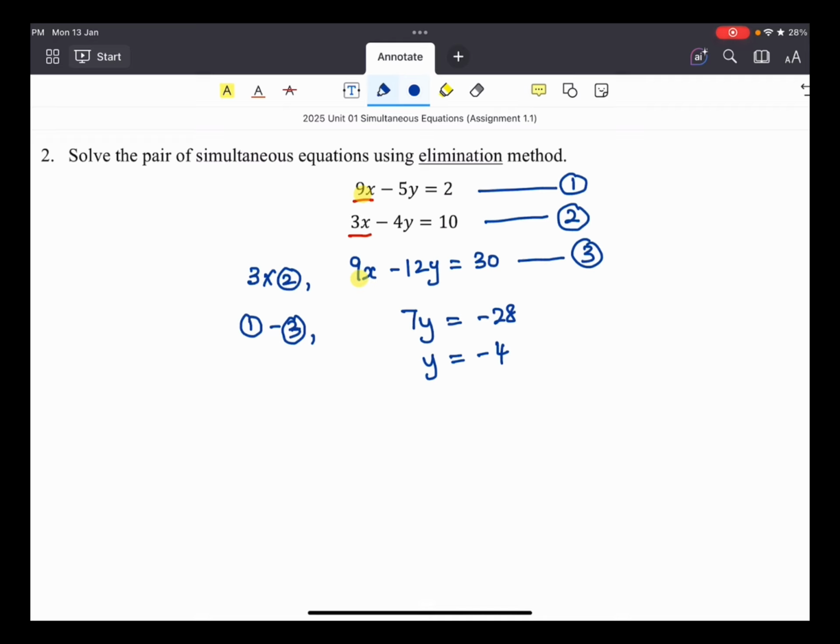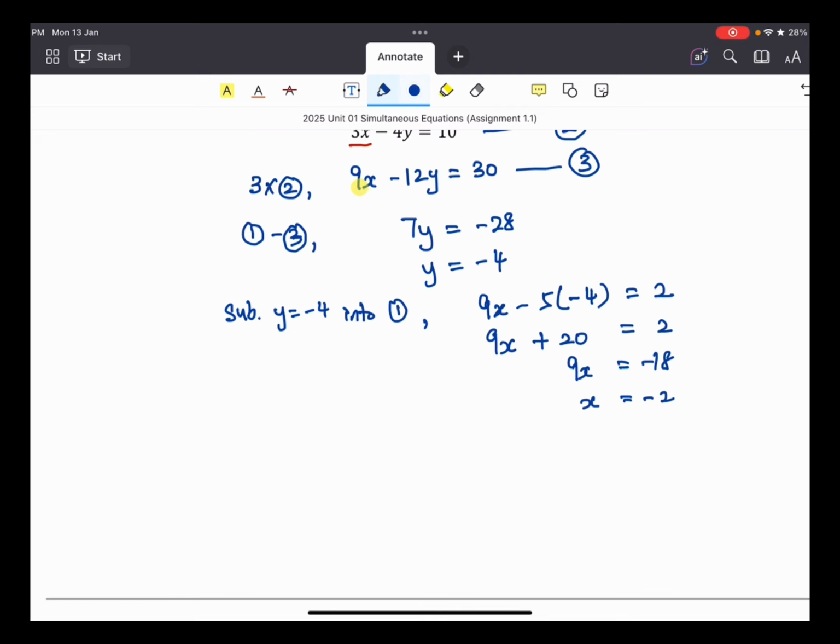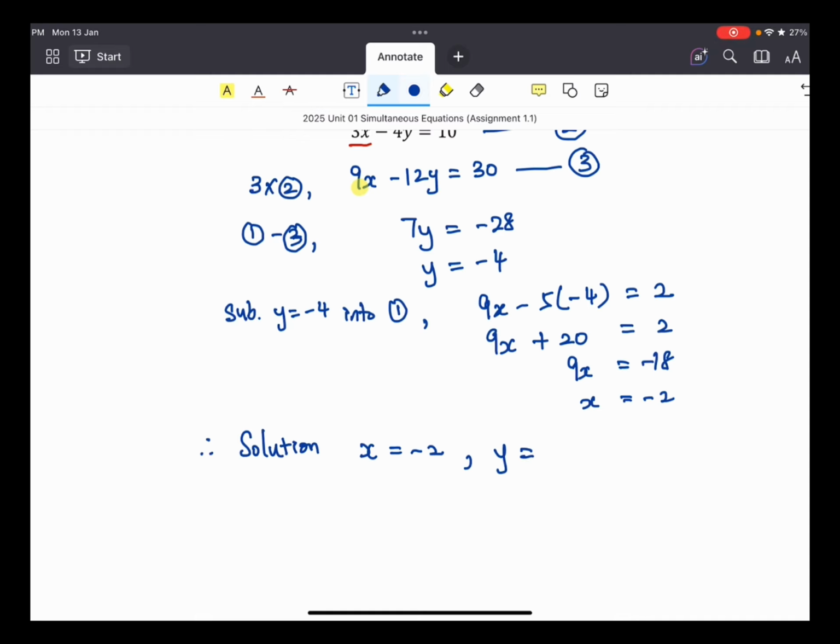So now I have y. Let's substitute it back in to find my x. I'm going to substitute y equals negative 4 into, you can choose any one, so let's put equation 1. Why not? Right? So 9x minus 5 times negative 4 equals 2. So 9x plus 20 equals 2. 9x equals negative 18. x is equal to negative 2. Therefore, the solution is x equals negative 2, y equals negative 4.